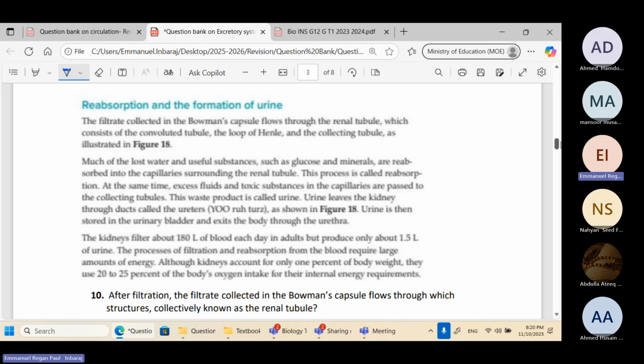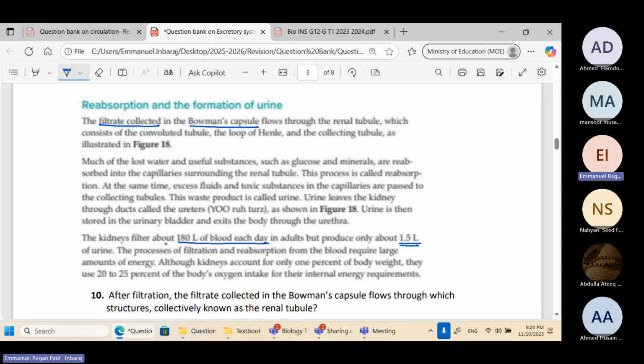Okay, now you see reabsorption and formation of urine. As I told you, the filtrate is collected by the Bowman's capsule. See, the kidney filters out 180 liters of blood each day. But how much urine is produced? It produces only 1.5 liters of urine. What happens to the remaining? All the remaining is reabsorbed.